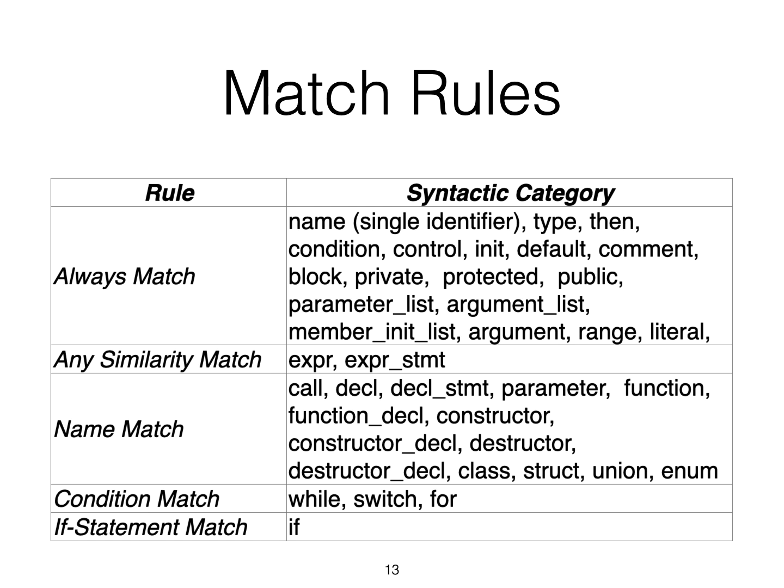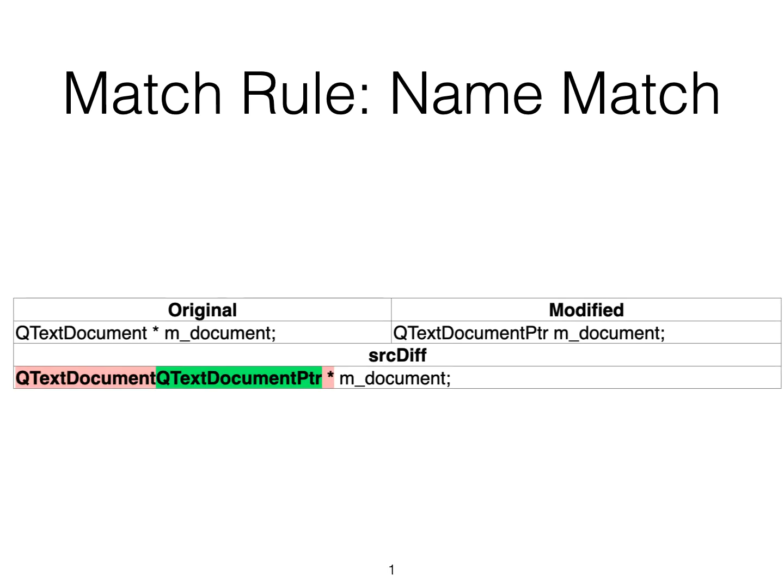I will briefly explain the name match rule. This is an example of a name match rule on declaration statements. The rule states that if the name of the original and modified entity is the same, we consider it a match no matter how different they are. In this example, although semantically equivalent, all textual tokens except mdocument are different. So this might be considered separate declaration statements. However, since the name matches, srcDiff identifies them as the same declaration statement and performs more finer-grained differencing. The end result is that srcDiff reports only the identifier is renamed and the pointer deleted.